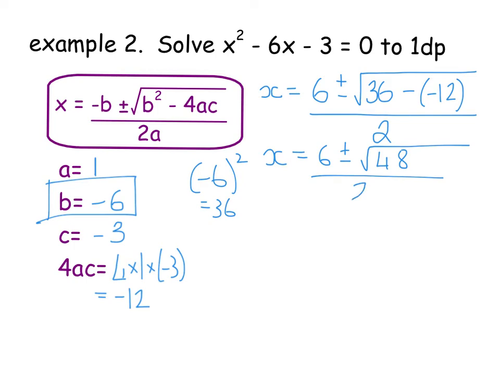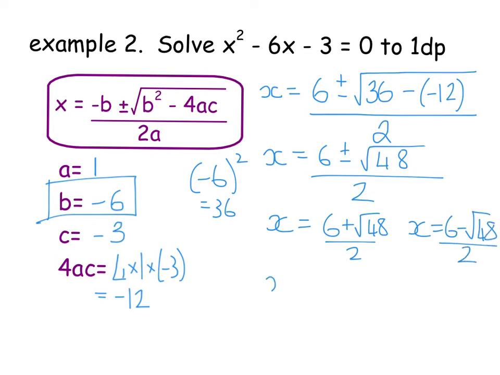all over 2. I've made that slightly too big there. So all over 2, and then we split it into the two sums. So you've got 6 plus your root 48, and 6 minus your root 48. And then go to your calculator again, if you've got that nice modern one with the fraction modes. Type it in as it appears. If you're using an older calculator, press equals after your top line.